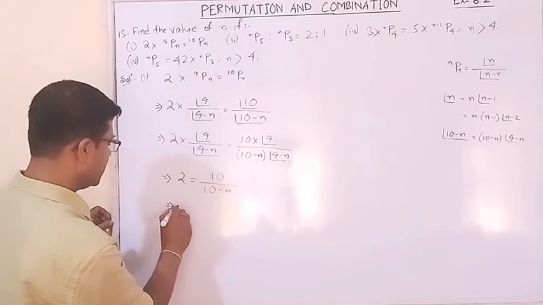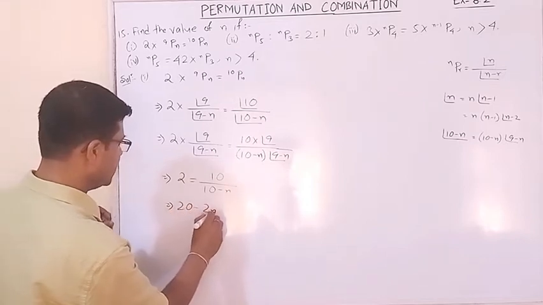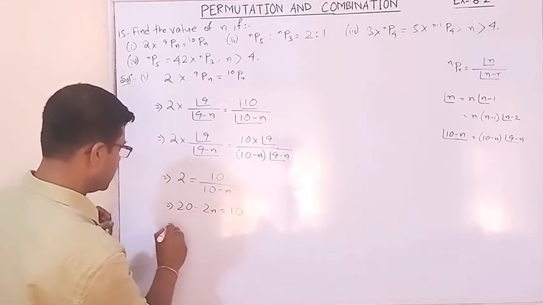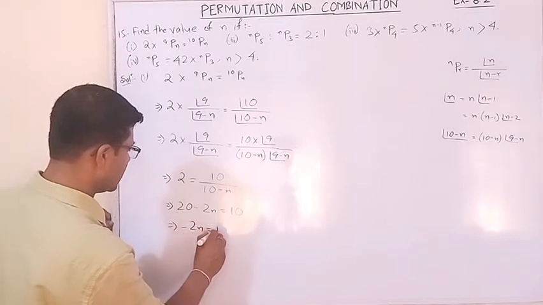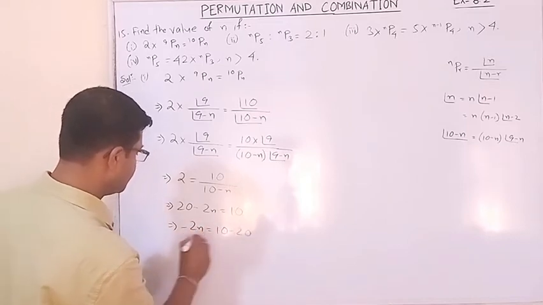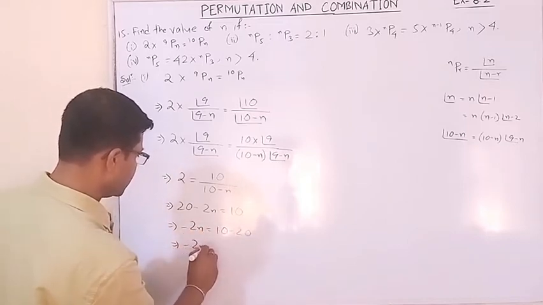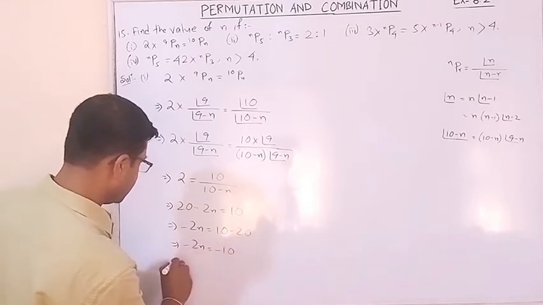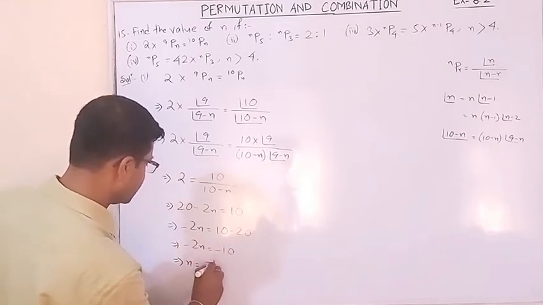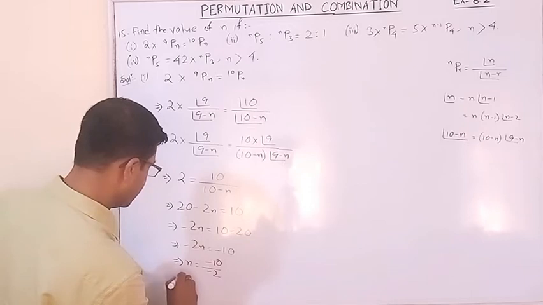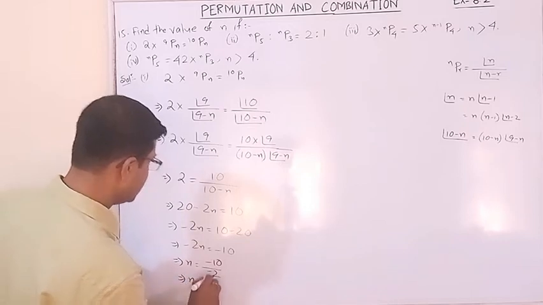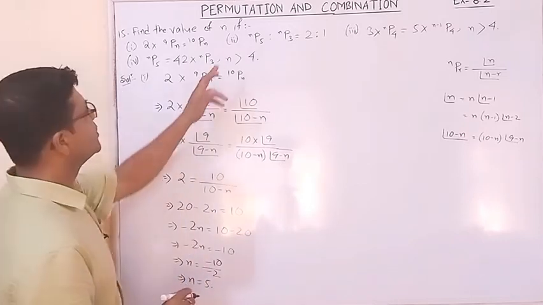2 into this, 20 minus twice n is equal to 10. So minus twice n is equal to 10 minus 20, minus twice n is equal to minus 10. So n is equal to minus 10 by minus 2. So here we have obtained that n is equal to 5. Is it okay? Now let us move to the second one.